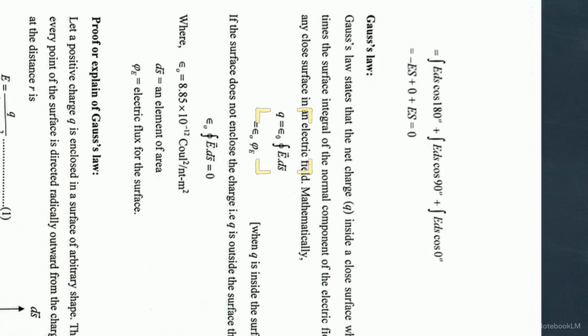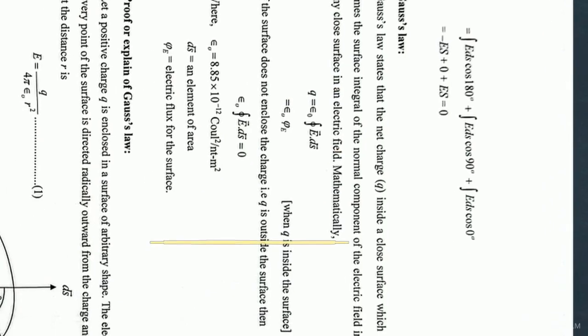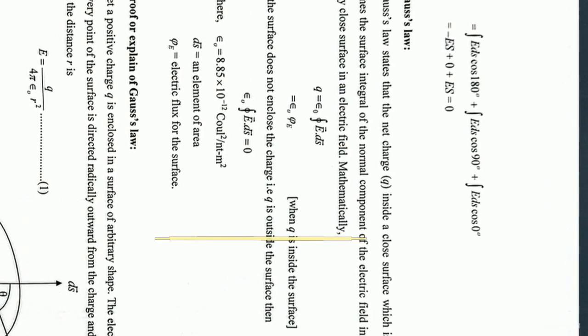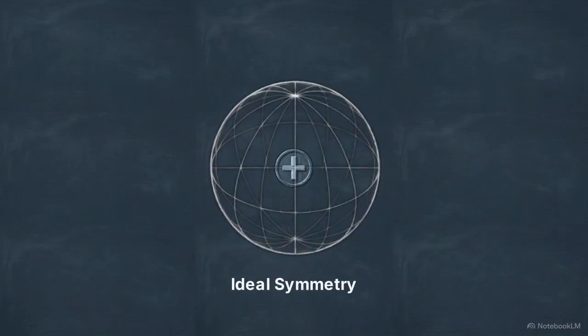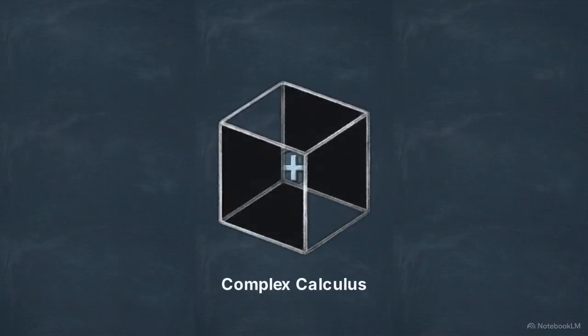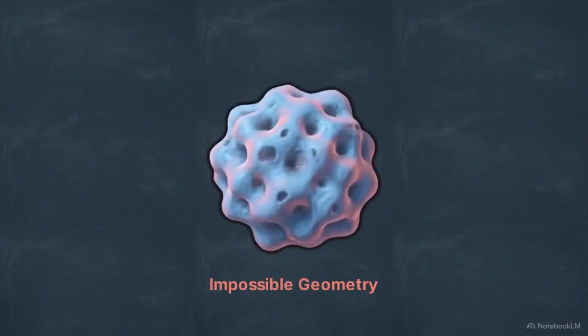It states that the total net flux through any closed surface is exactly equal to the enclosed charge, divided by the constant epsilon naught. While the law works for any closed boundary, the Gaussian surface, the difficulty of the math depends entirely on the shape we choose.